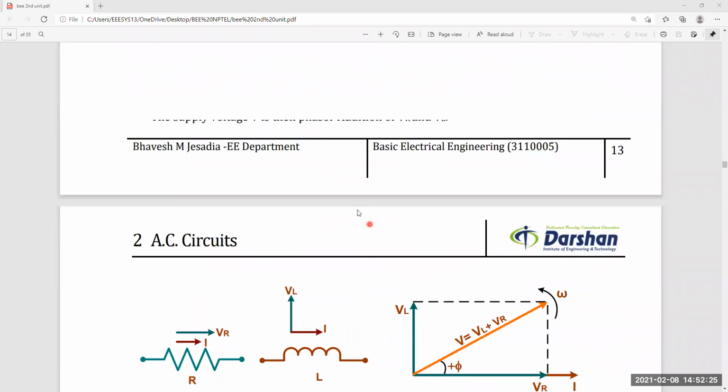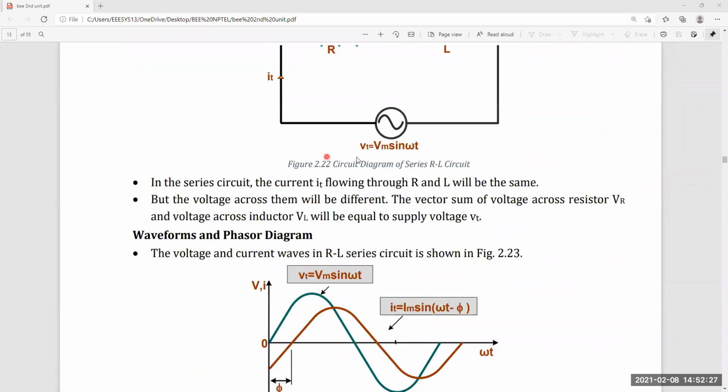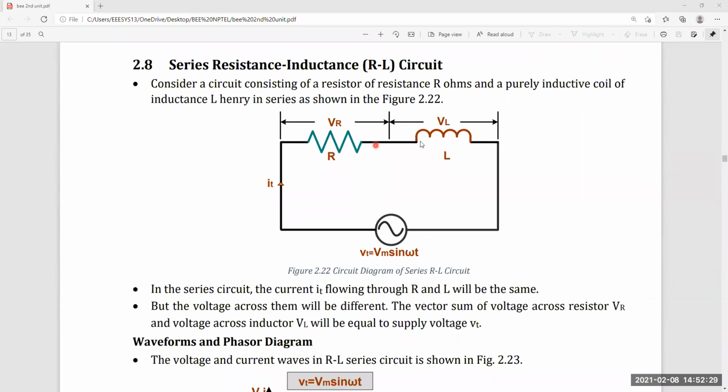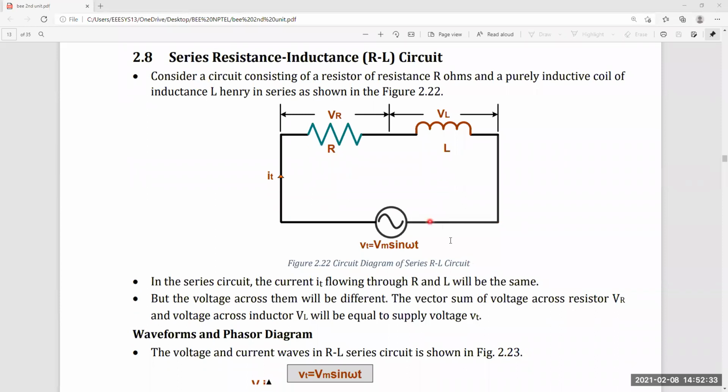So what is the impedance here? Z is equal to R plus j into XL. Z is equal to R plus j into XL. What is the impedance here? Impedance Z is equal to R plus j into XL.